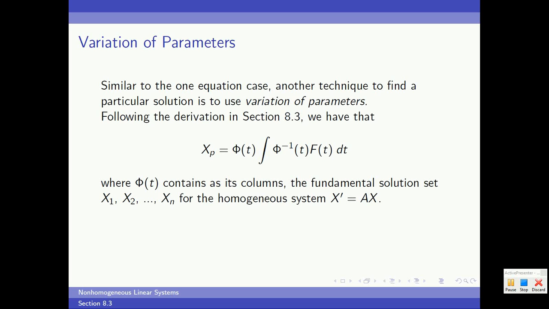I'm not going to go through the derivation in 8.3, but basically if you go through the derivation, you get a similar equation to what we had last time, where you have to integrate something. So my particular solution is equal to phi times the integral of phi inverse f of t. This is a matrix inverse. The phi has as its columns my x1, x2, all the way to xn. This is the fundamental solution set that I have for my homogeneous equation.